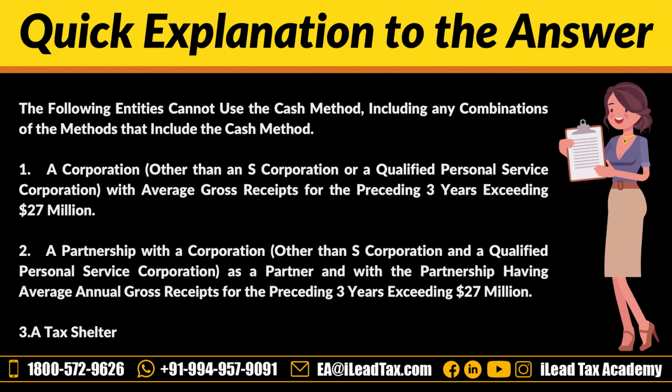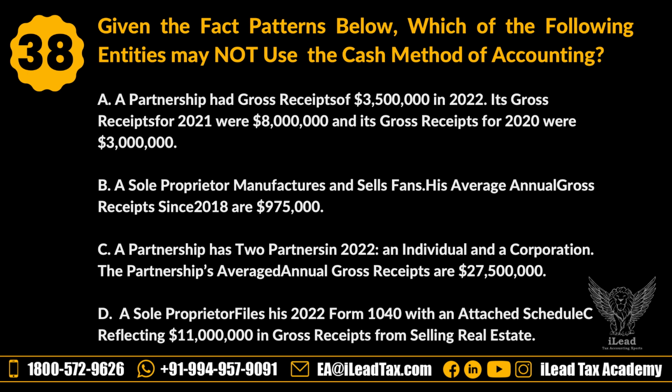Let's go to the next question. Given the fact pattern below, which of the following entities may not use the cash method of accounting? A. A partnership had gross receipts of 3.5 million in 2022. Its gross receipts for 2021 were 8 million and its gross receipts for 2020 were 3 million. Option B, a sole proprietor manufactures and sells fans. His average annual receipts since 2018 are 975,000.